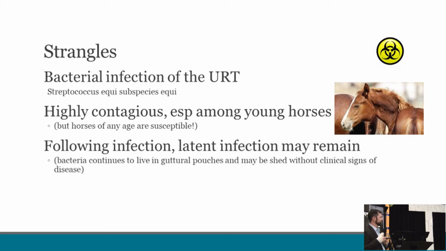And the way that works is the bacteria gets into those guttural pouches that I was describing to you earlier, and essentially it can live there without any signs of disease. So a horse that has Strangles is able to carry that infection in that guttural pouch and won't always be shedding it, but occasionally that bacteria can be reactivated and shed into the environment.